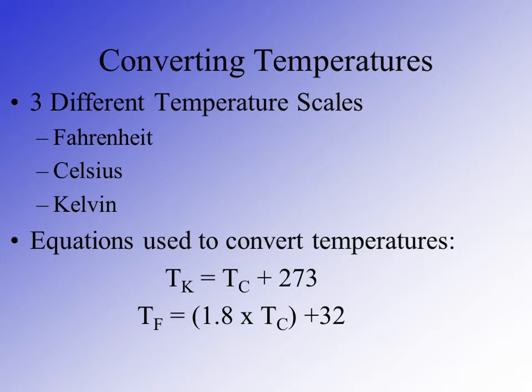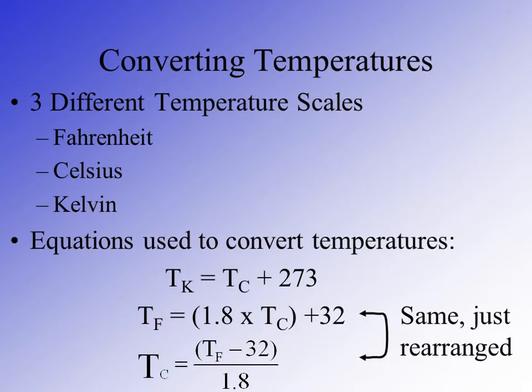If we know the Celsius temperature but we want to convert to Fahrenheit, what we need to do is take the Celsius temperature times 1.8, and then to this product we add 32. Conversely, if we want to know the Celsius temperature but we know the Fahrenheit temperature, we first need to subtract 32 and then divide by 1.8. There's really no need to memorize both of these equations because they're the same, just algebraically rearranged.